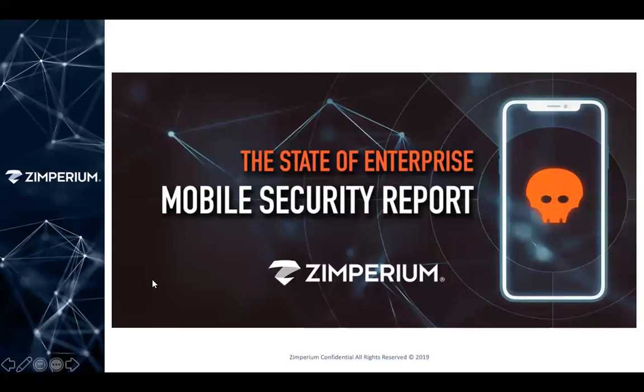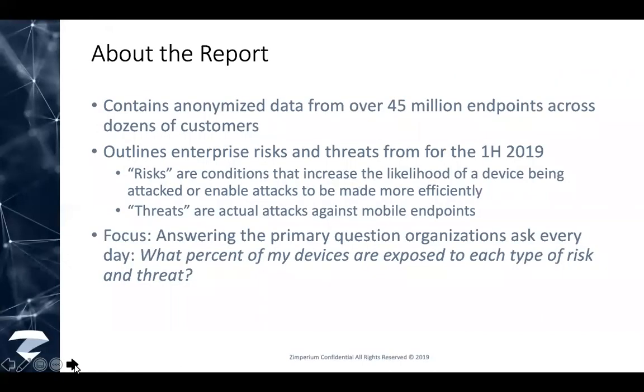I always think it's important, as we do this, to start off by giving a little bit of an understanding about the report. The report itself comes from data. Zimperium is the leader in enterprise mobile threat defense. We literally have thousands of customers and tens of millions of endpoints around the world. This specifically comes from 45 million endpoints across dozens and dozens of customers that have given us the ability to use anonymized data for threat reporting. That's the basis of where the data comes from. It's from the first half of the year.